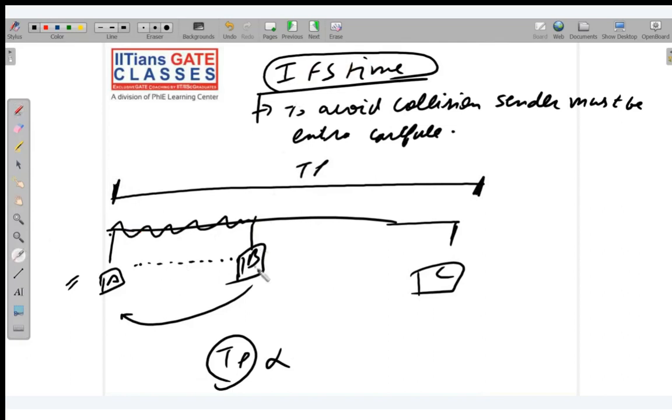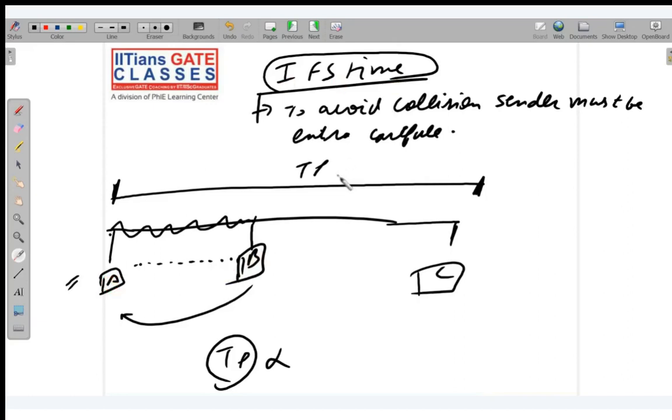So the logic is very simple. B wants to send data, it will say, okay, I want to send data, but I should not send it. I will wait for one bit delay for the most widely placed station. The station which is very far away from B. B will think that A might also want to send data at the same time, so it will wait for one bit delay. Okay, that is IFS time.